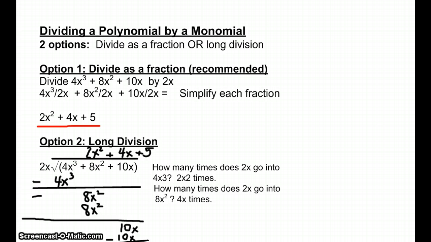And last, how many times does 2x go into 10x, this last term that you brought down? And it goes in 5 times. So your answer is 2x squared plus 4x plus 5. That's the same answer that we got above, right? It's just a little bit more difficult to do it this way.